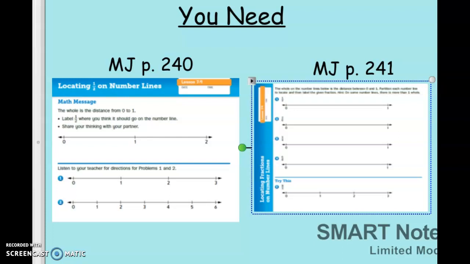Welcome to lesson 7.9, Locating Fractions on a Number Line. Today you will need Math Journal page 240 and Math Journal page 241. Let's begin with some quick looks.